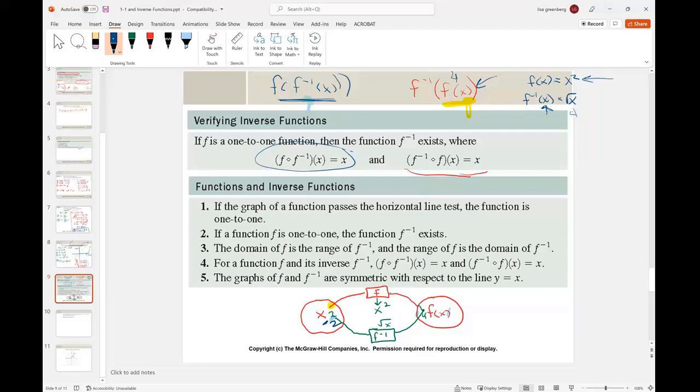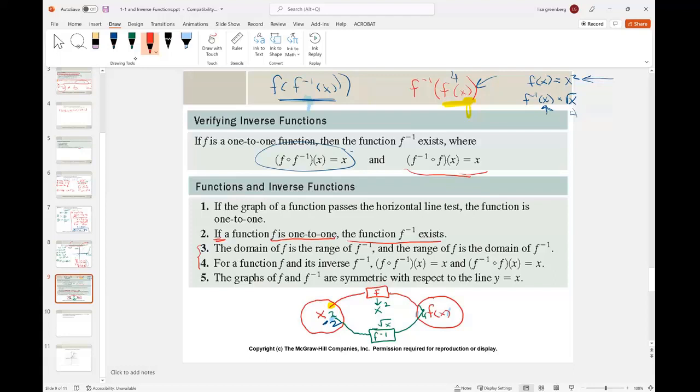We already know that. If a function f is 1-to-1, then the inverse exists. So notice, if f is 1-to-1, then the inverse function exists. Otherwise, it doesn't. And then again, these are just flipping the domain and range. The domain of f is the range of the inverse, and the range of f is the domain of the inverse. They just flip.